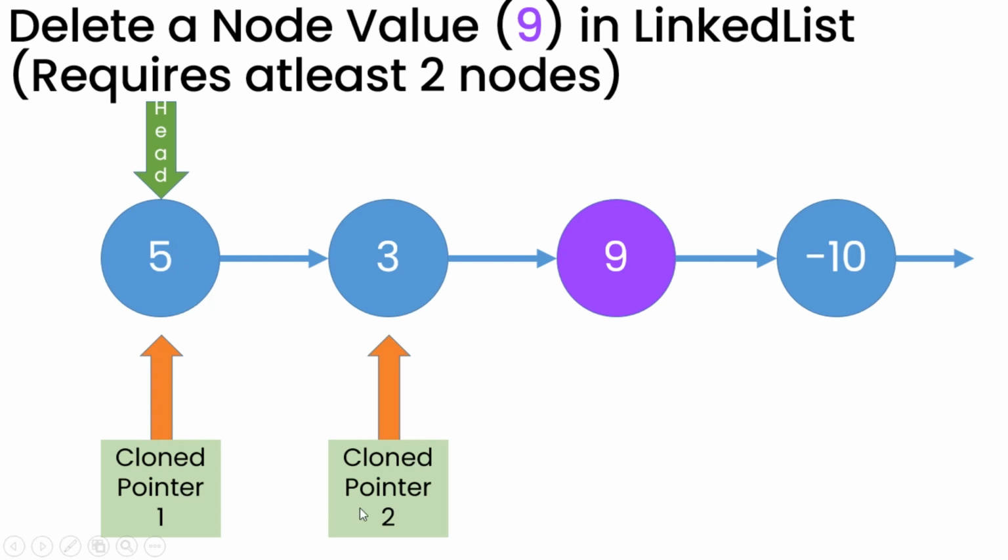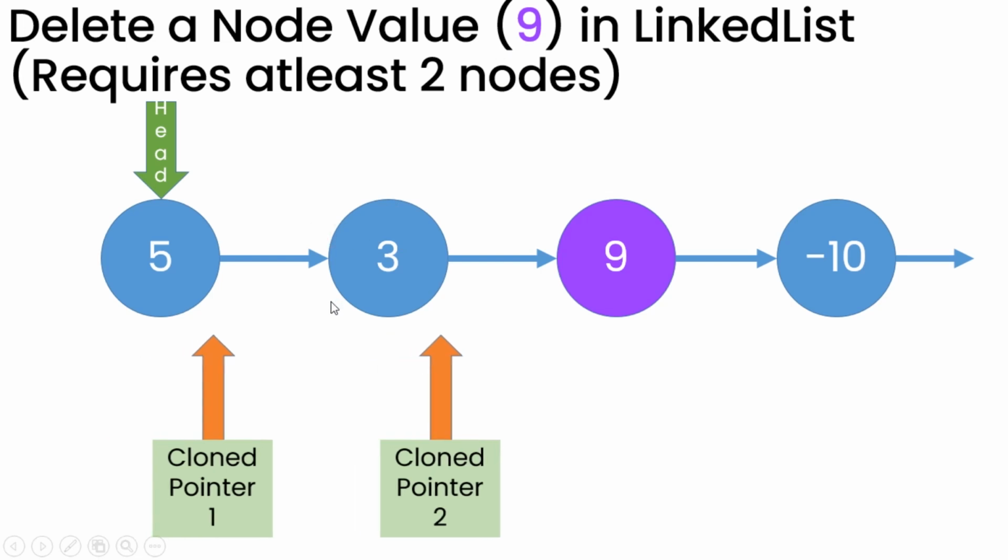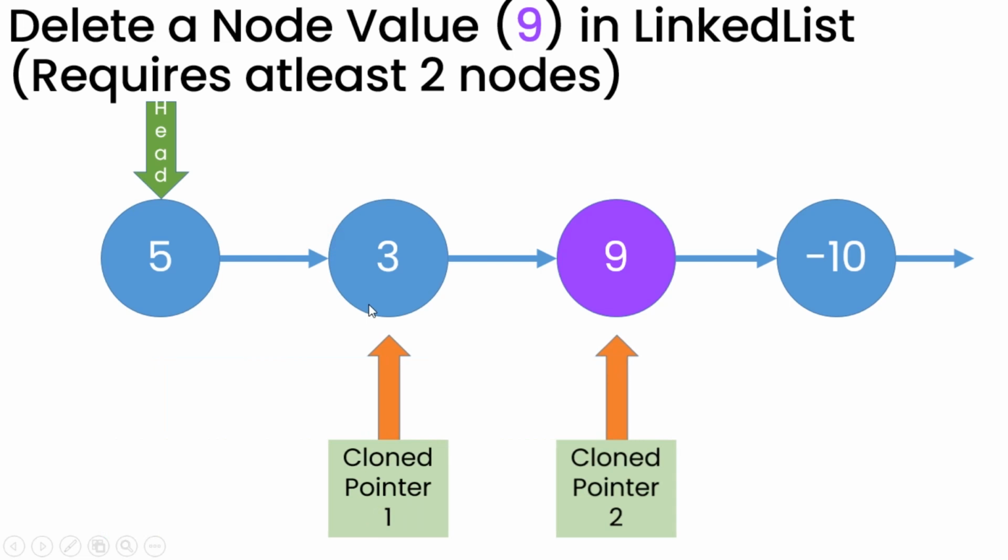For this case we're searching for 9, so we will iterate. Now we're starting our iteration, and we check if the cloned pointer number 2 here, which has a value of 3, equals the value we're searching for, which is 9. It doesn't, so we just move one step forward. We shift our pointers one step. Now our cloned pointer is pointing at 3, and our pointer number 2 points to the next element, which is 9. Now we compare: is the 9, the element we're searching for, equal to the value of 9 here? It does equal.